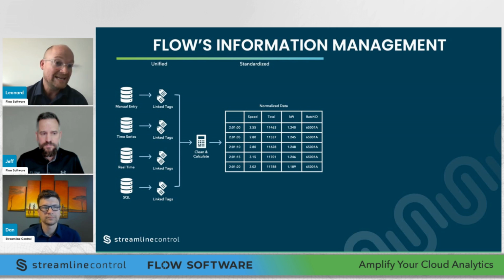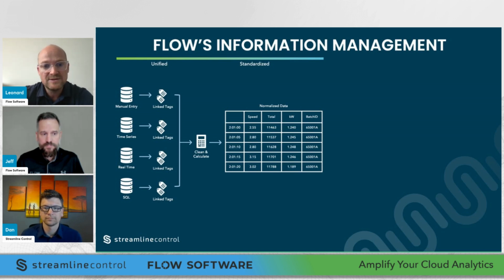We then need to clean this a little bit. Potentially, we need to clean the data, maybe filter out outliers, filter out bad quality that we might get from these sources. We might need to do some calculations based on these raw tags, and the Flow platform gives you the capability to do that as well.